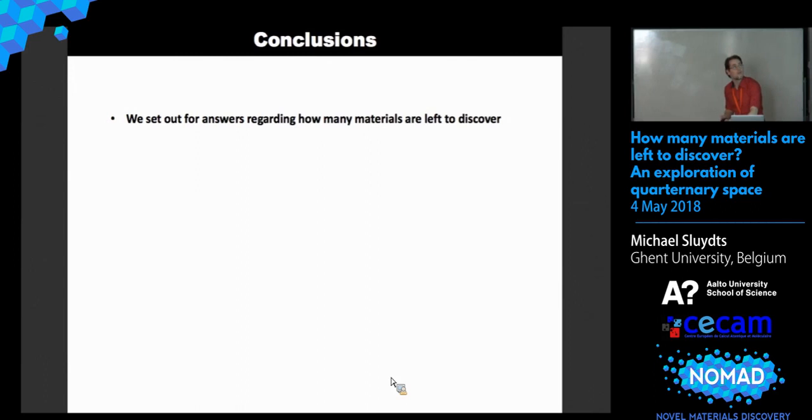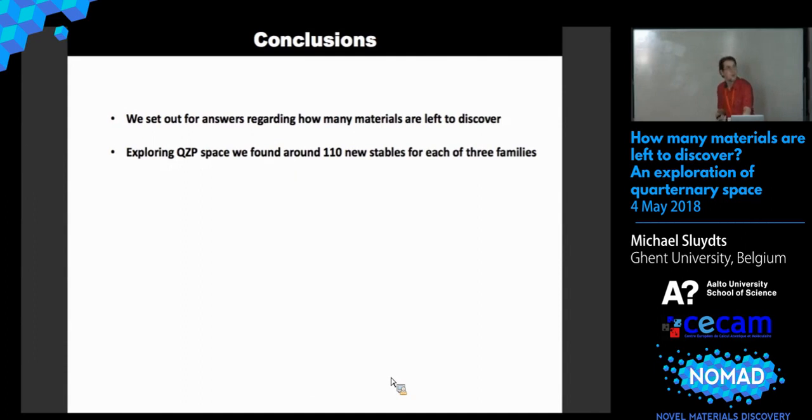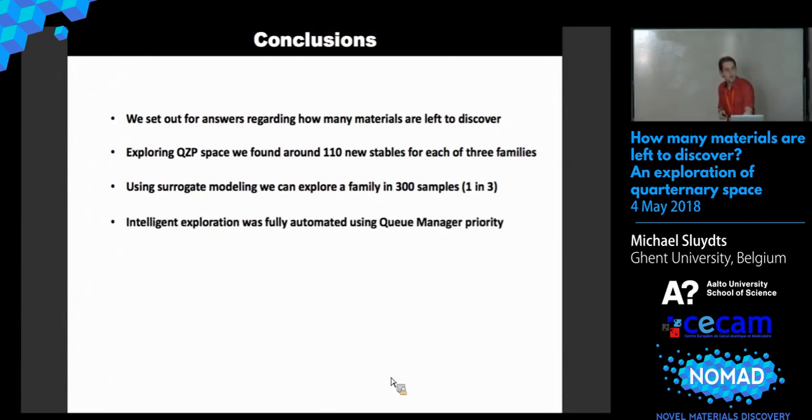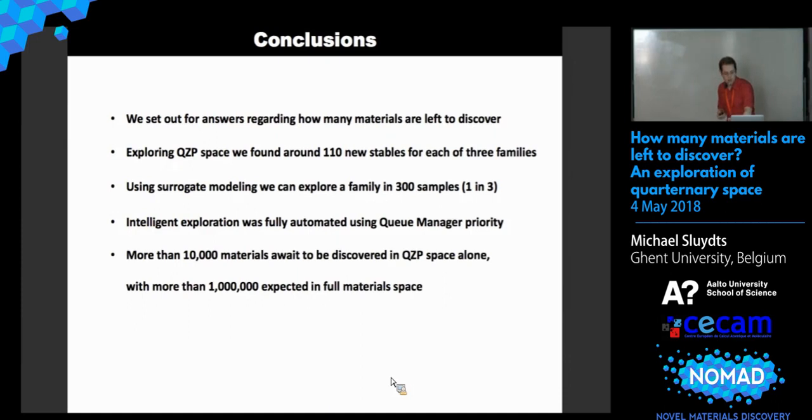And this brings me to my conclusions. We set out to answer how many materials there are left to discover using this Drake equation approach. We found about 110 new stables for each of our 3 families, which should be further evaluated for more of these prototypes in both quaternary simple space and beyond. Using surrogate modeling, we can speed up our screening by about a factor of 10, using about 300 samples per family, and we can fully automate this with our software. It would seem that there are at least about 1 million remaining in this quaternary simple space, and likely you can go further towards quaternary and beyond.